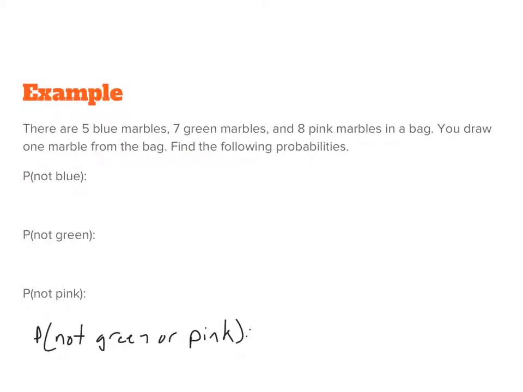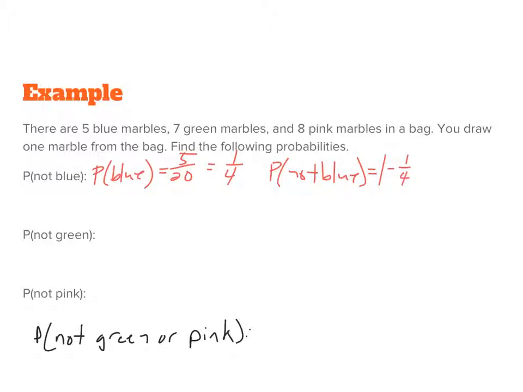So for our next one, we've got 5 blue, 7 green, and 8 pink marbles in the bag. We're going to draw 1. We're going to find the following probabilities. Probability of not blue, again, we start with the probability of blue, and that's going to be 5 over 20, which I can simplify down to 1/4. So if I want to find the probability of not blue, I'm going to take 1 minus 1/4. I rewrite 1 so that it has the same denominator, so I'm going to use 4/4 minus 1/4, giving me a final answer of 3/4.